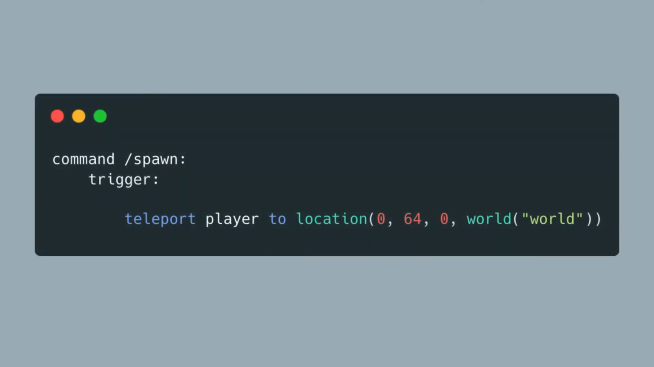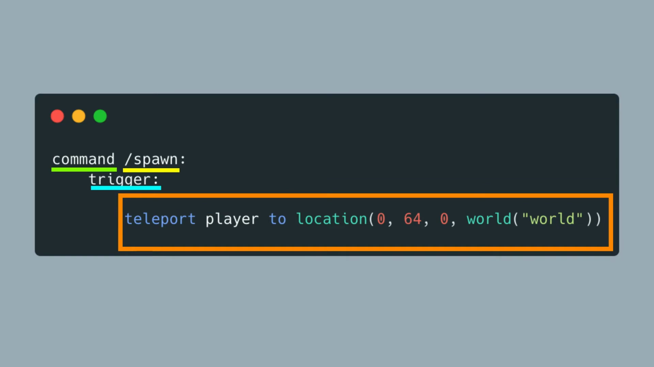Okay, so in this example, you can see that we have a very basic command called spawn. We're defining that command with our keyword command and then adding the name after it. Underneath there, we have a trigger, and then under that trigger, we can add the code that we want to happen whenever this command is run. In our case, we're teleporting the player to a location. Now, you might actually notice something pretty interesting about this because there's a lot of brackets and numbers and a lot of things going on there, so let's take a closer look at this.